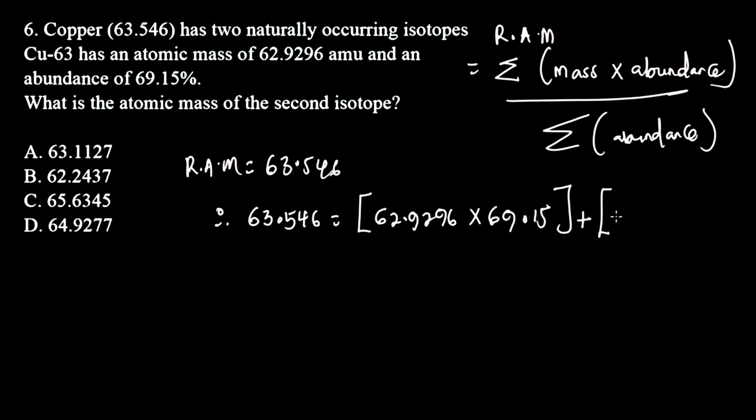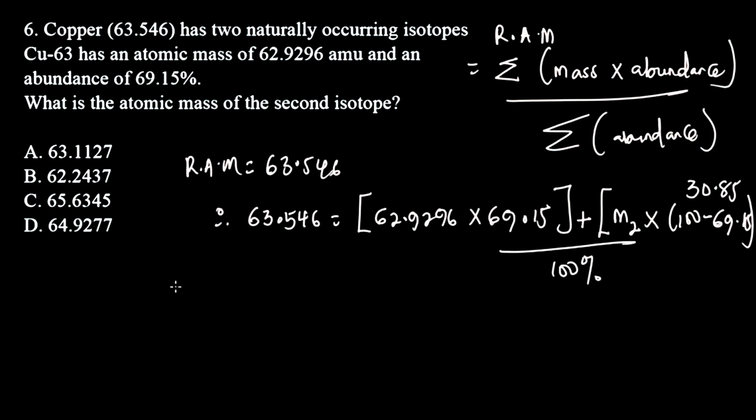We were not given the mass for the second isotope, so let's put it as M2. For the abundance, it's simply 100 minus 69.15, which is 30.85. This is the abundance of the second isotope. Remember that the total abundance should be 100%, so 100 minus this gives us this, over 100%.